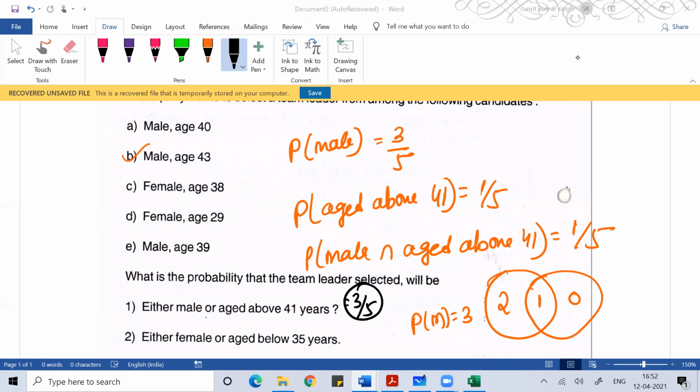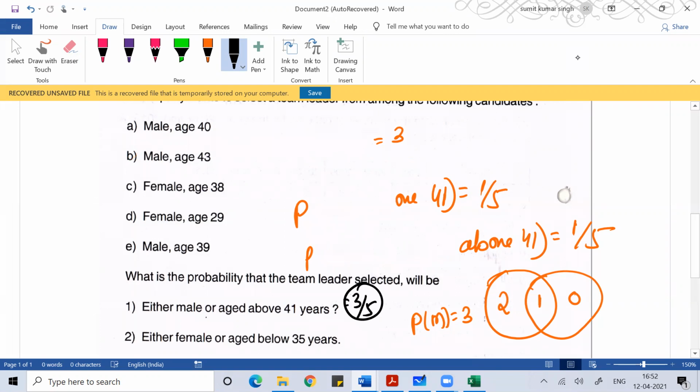So either male or aged above 31. The person who is aged above 41 is actually male. So the probability is 3 by 5. Either female. How many female are there? So either female.